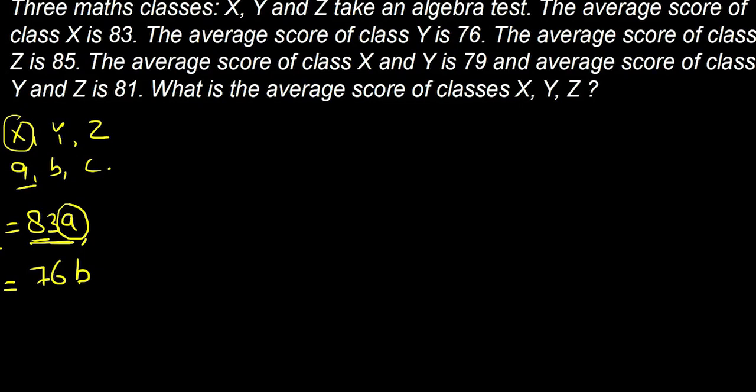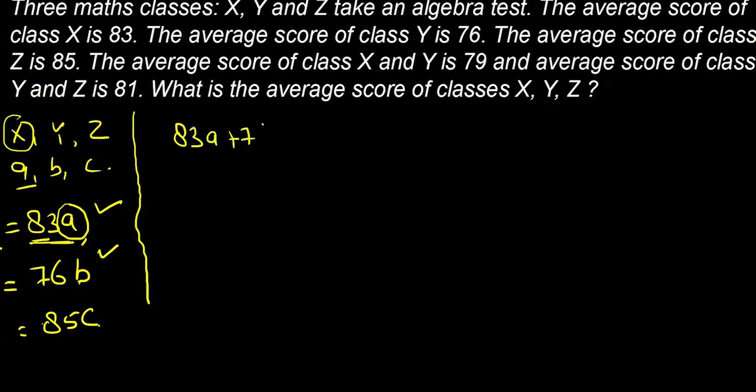The average score of class z is, so this is what? 85 times of c. The average score of class x and y is 79. So how to find out average? Total weight. So what is the total weight of x and y? So it is 83a plus 76b divided by number of people, and how many people in x and y? It is a plus b.